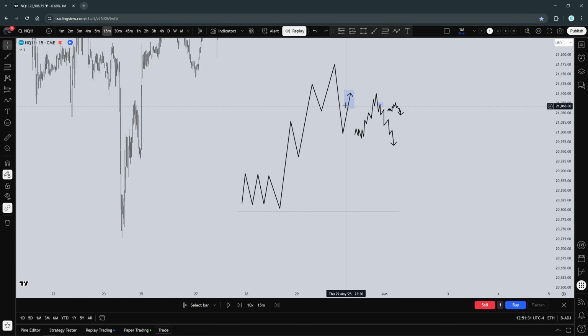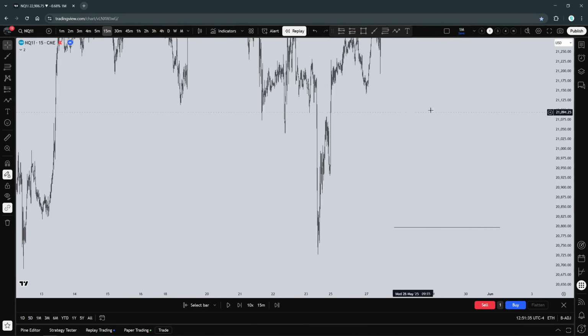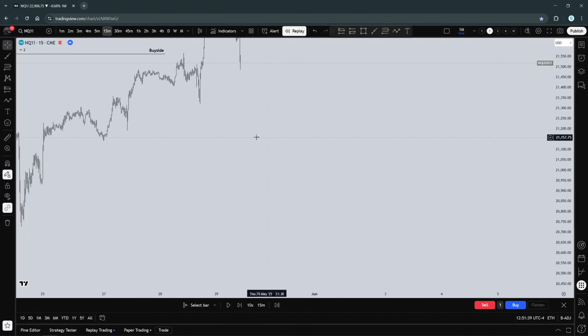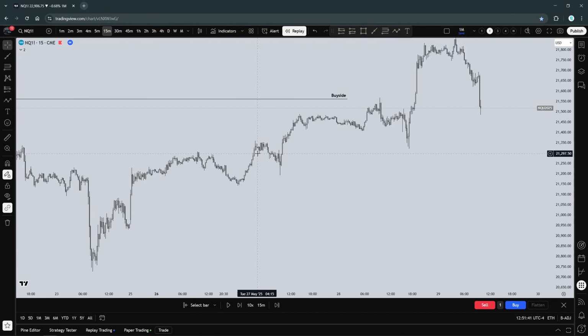It doesn't matter where you're looking at it, but if you can find a market maker model inside of a market maker model, you've got a very high probability trade. Because if your market maker model is the 4 hour and you're trading the 5, 1, or 15 minute market maker model, you've got a high probability trade.